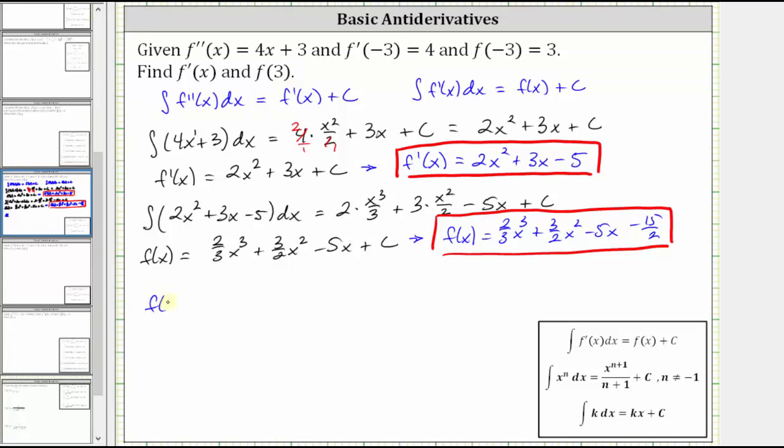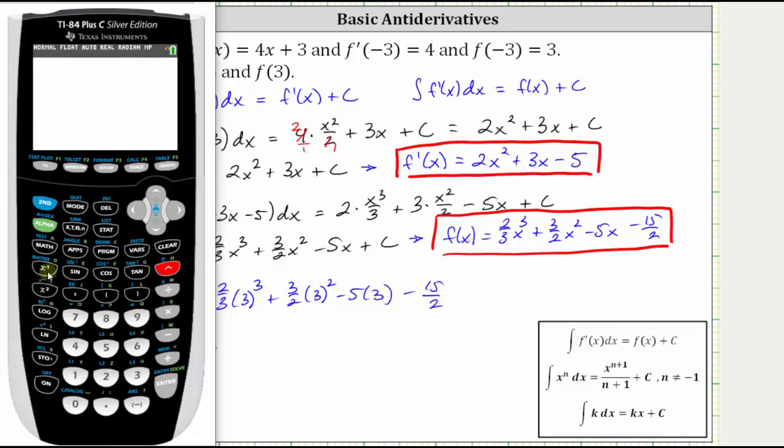f of 3 is equal to 2/3 times the cube of 3 plus 3/2 times the square of 3 minus 5 times 3 minus 15/2. Now we'll go back to the calculator one more time. f of 3 is equal to 9.